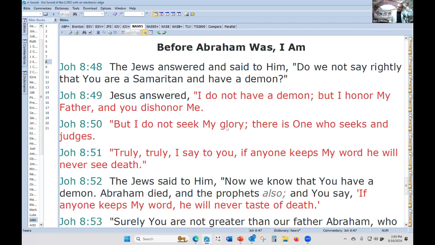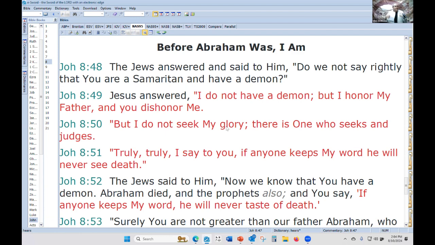But the Jews said and answered, do we not rightly say you're a Samaritan? Okay, I don't, but I honor my father, you dishonor me. I do not seek my glory. There's one who seeks and judges. So that's very important there. He came to seek the will of Yahweh, to give Yahweh all the credit. What does Satan do? He wants the glory for himself.